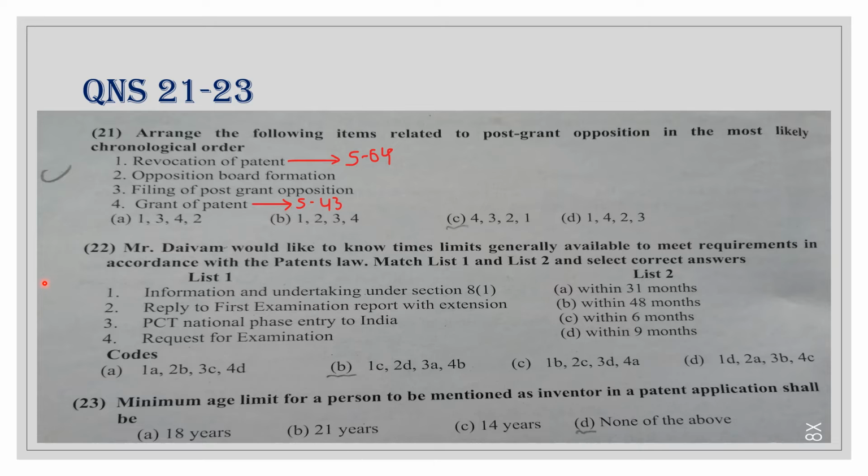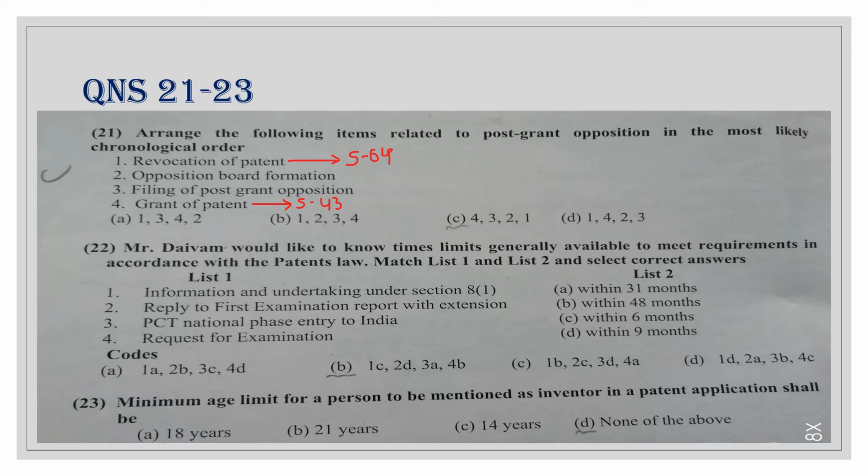The question asks about the time limits generally available to meet requirements in accordance with the Patents Law. Match List 1 and List 2 and select the correct answers. In List 1 we have: 1, information and undertaking under Section 8 subsection 1; 2, a reply to the first examination report with extension; 3, PCT national phase entry to India; and 4, request for examination.